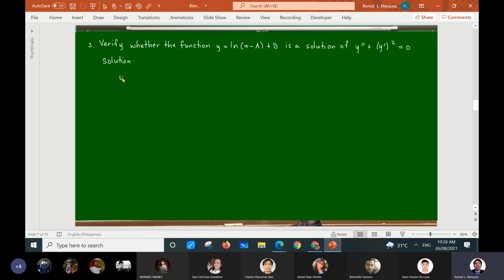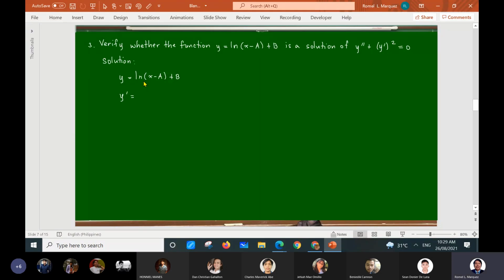So given this function, y equals ln of x minus a plus b. We are going to differentiate this how many times? Two times, because the given DE has maximum order 2, or highest order. So we have to get up to the second derivative. We're going to differentiate twice, no?